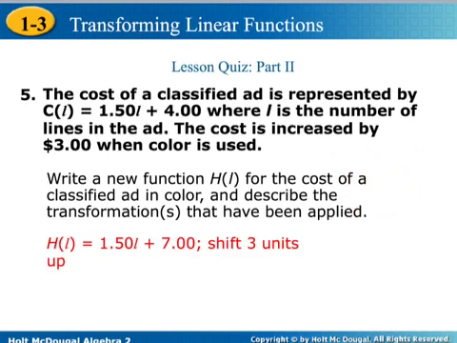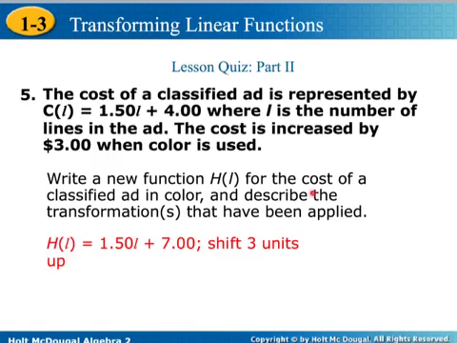Alright, and here is a little quiz for you to try, and here's the answer. So the cost of a classified is represented by 1.50L plus $4, where L is the number of lines in the ad. So it's $1.50 a line with a minimum cost of $4. The cost is increased by $3 when color is used.